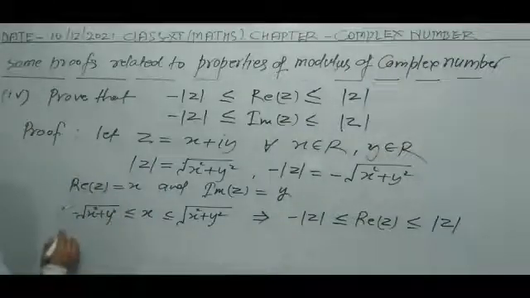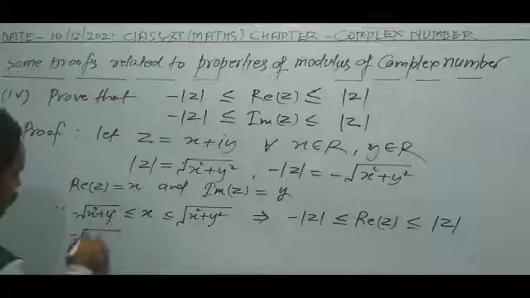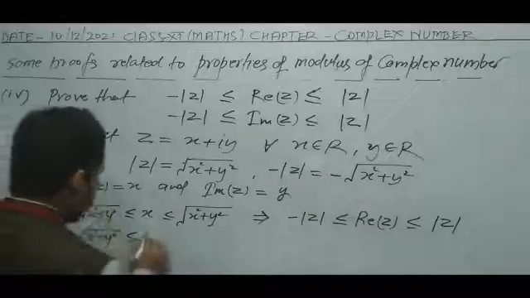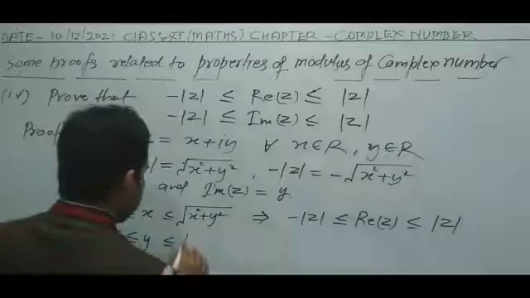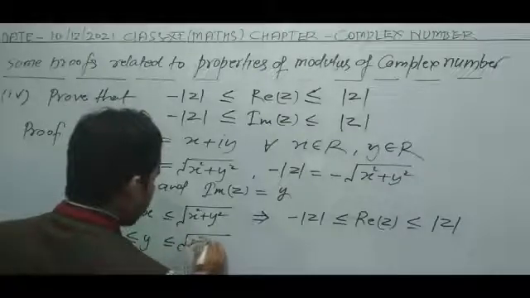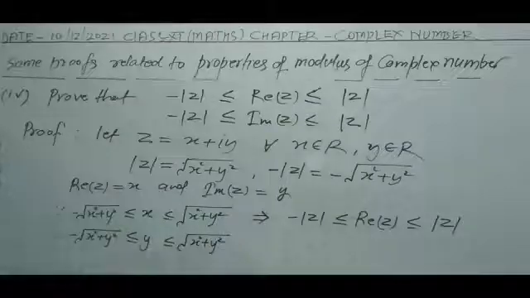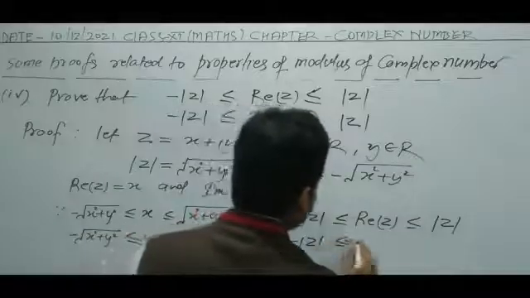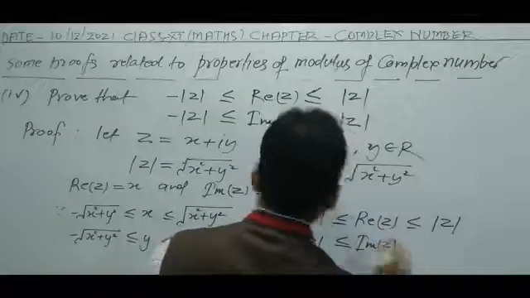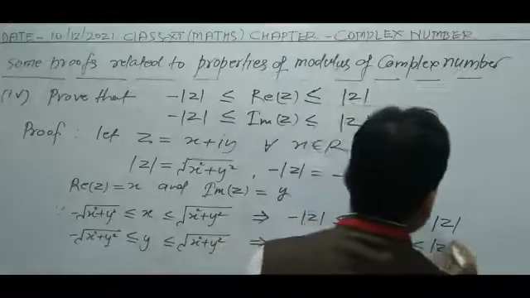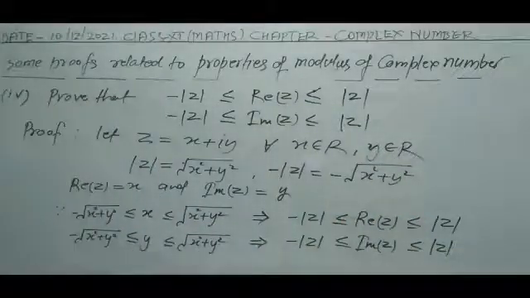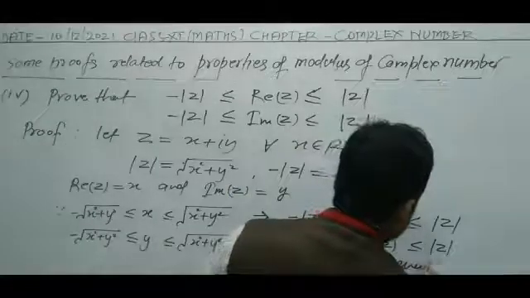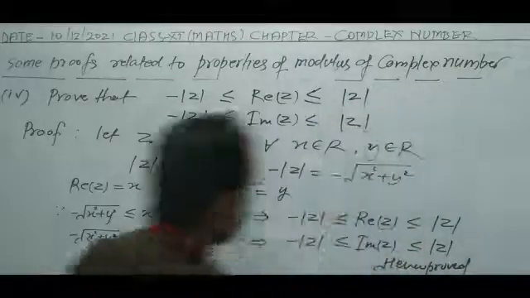Now similarly, minus root over x square plus y square is less than or equal to y, which is less than or equal to root over x square plus y square. This implies minus mod of z is less than or equal to the imaginary part of z, which is less than or equal to mod of z. Hence proved.